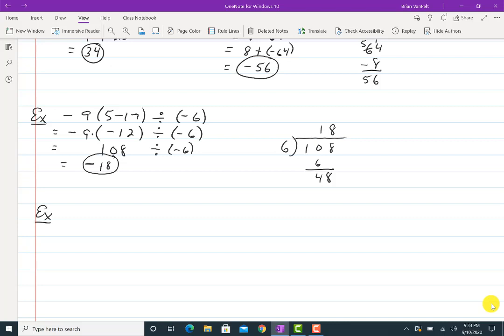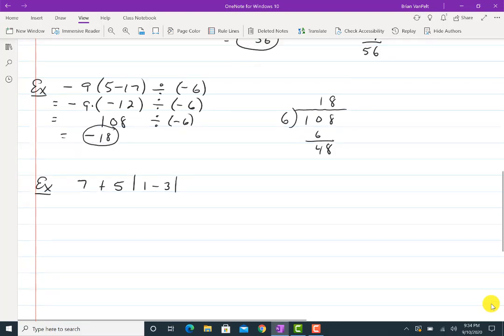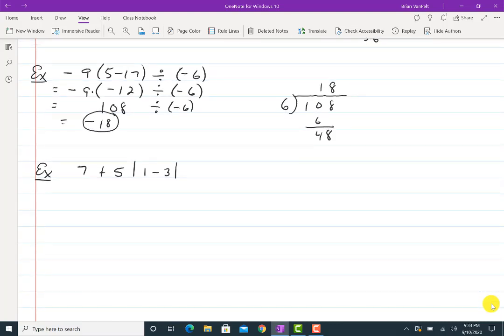Next, let's try 7 plus 5 times the absolute value of 1 minus 3. Now remember, there's a multiplication after the 5. The 1 minus 3, the absolute value, you can think of as parentheses, so I'm going to do that first. Although it doesn't always work the way parentheses do. Nonetheless, you can treat it as such for the purposes of these problems. I'll get 5 times the absolute value of negative 2.